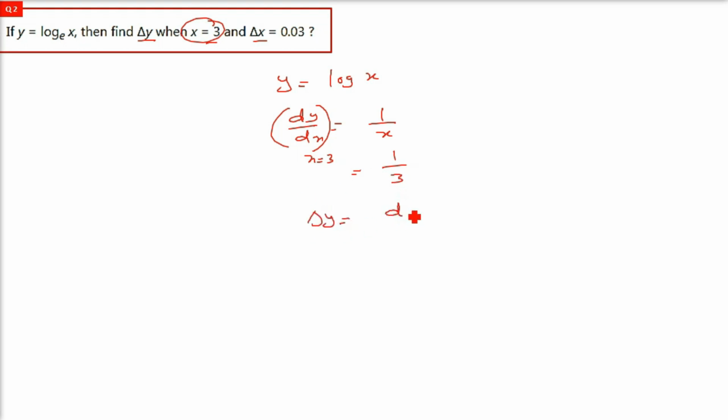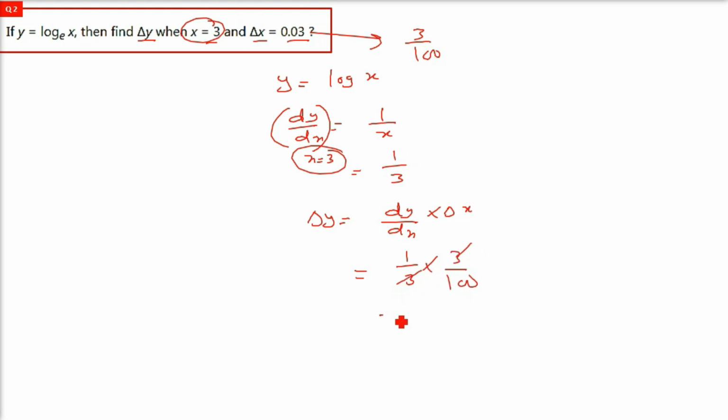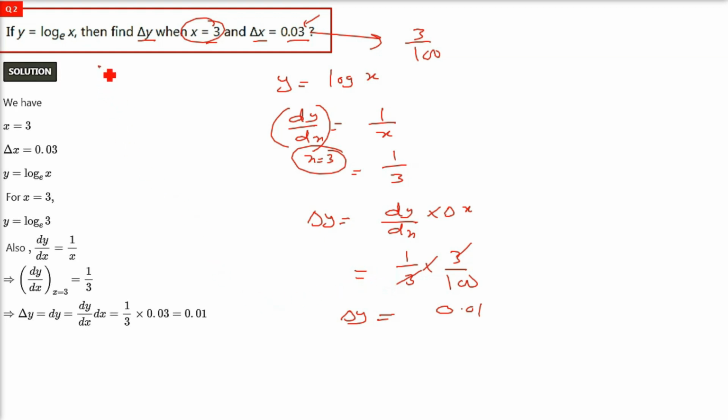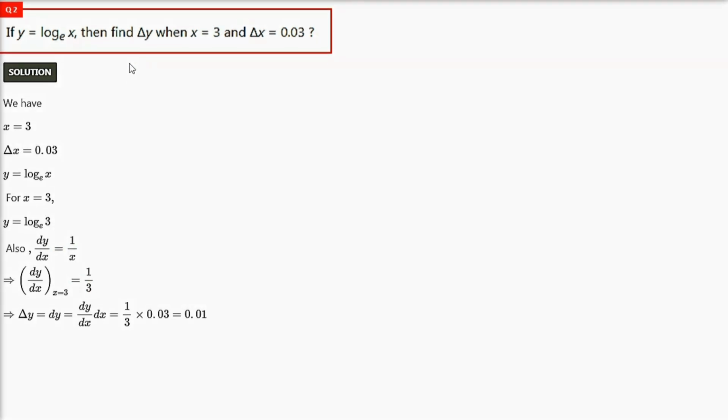Delta y is what? dy by dx into delta x, which we just saw in the previous question. So dy by dx is 1 by 3 in this case. Delta x is provided as 0.03, which is 3 by 100. So just write it here, 3 by 100. You can cancel these and it is 0.01. So delta y is 0.01 in this case. And how we are going to write it, because the ultimate thing is, you have to put it on the paper for the examiner to understand. If it is in your mind, there is no point, no marks being given.